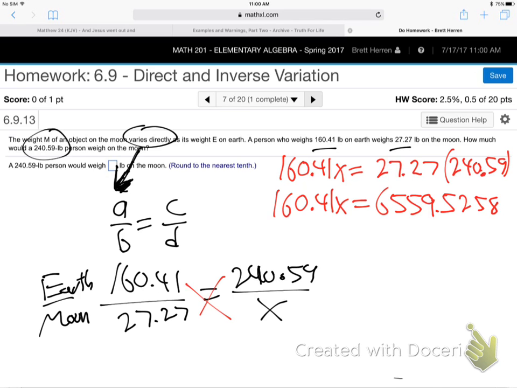And then divide. Last step is divide by the 160.41. And the final answer, we're just supposed to round to the tenth. The tenth has just got one zero, so that's one place after the decimal, right? So I'm guessing it's going to be about 1/6, so around 40. What is it?